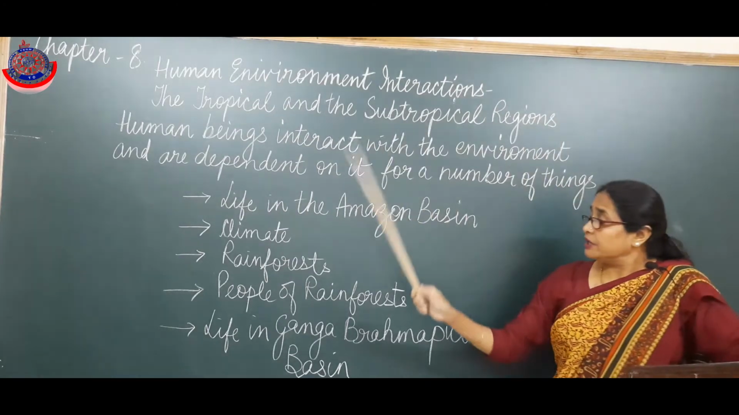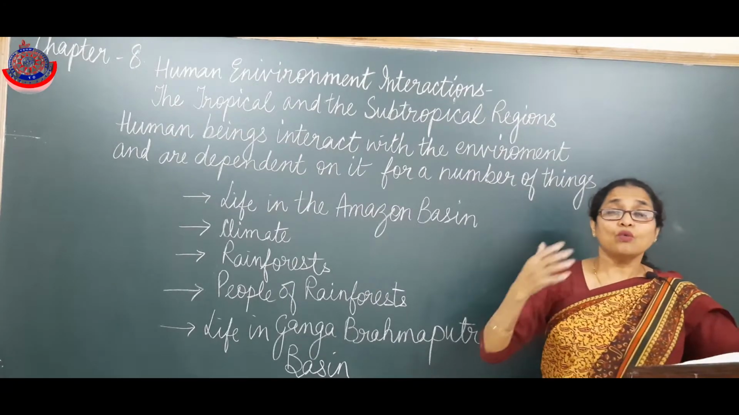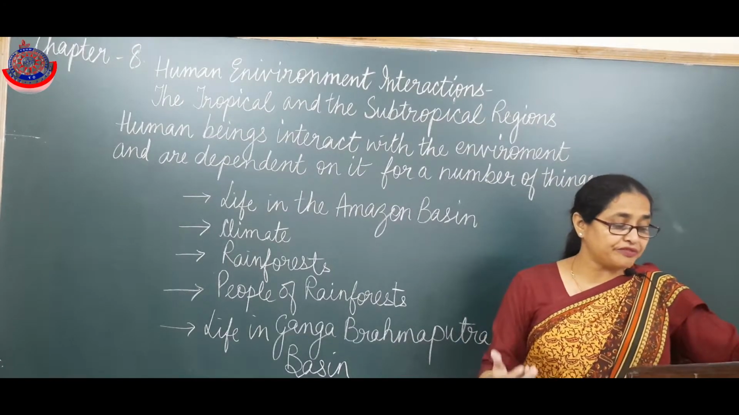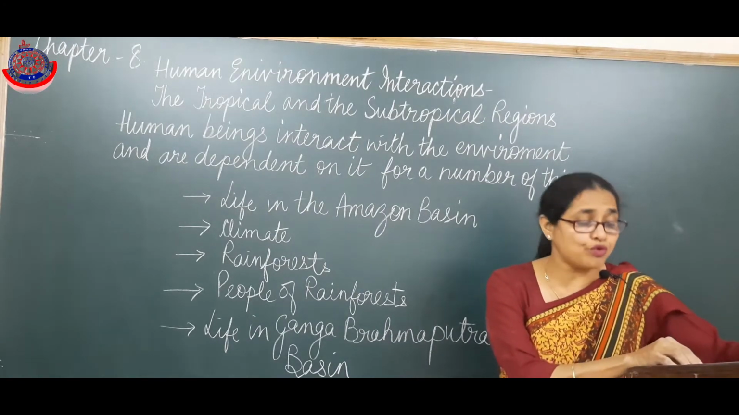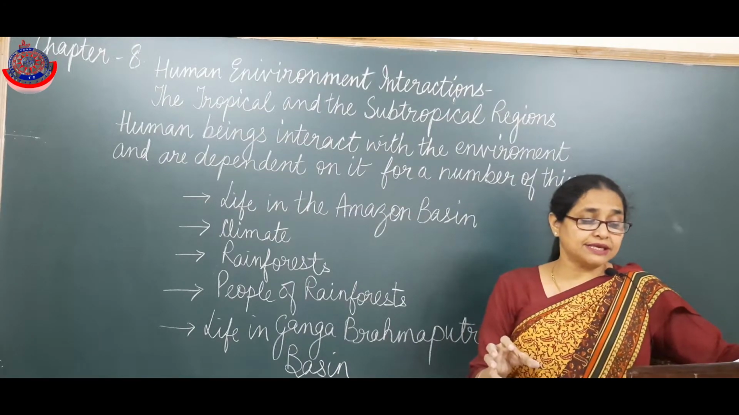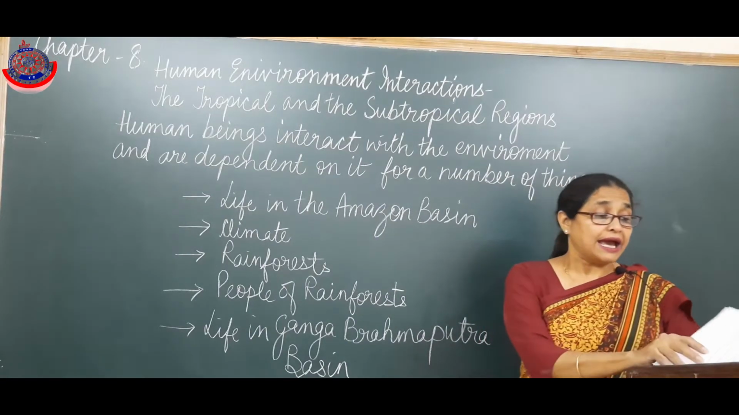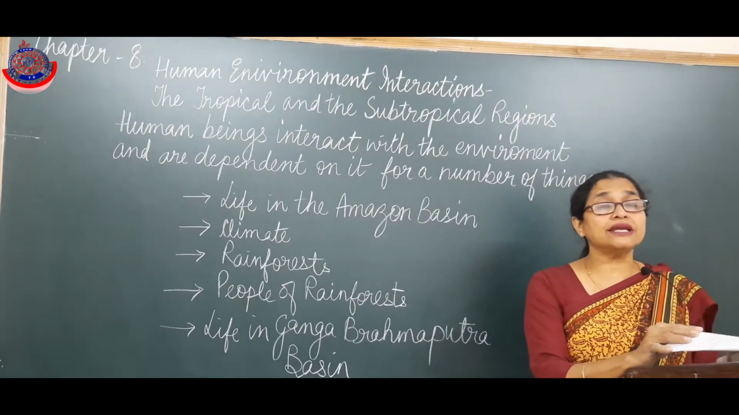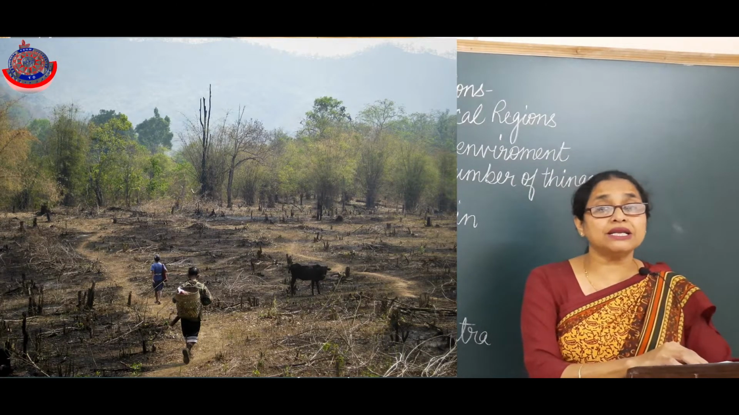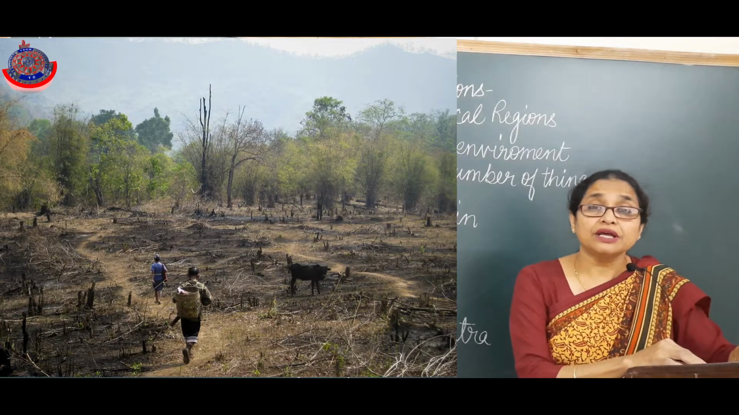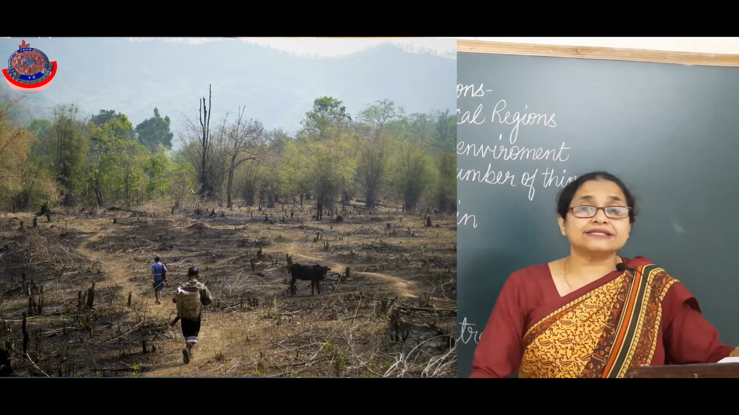Then coming over to the people of the rainforests. What kind of people live here? The people grow most of their food in small areas after clearing some trees in the forest. You must have learned in your previous classes about the slash and burn activity. This is what they follow and then they practice agriculture.